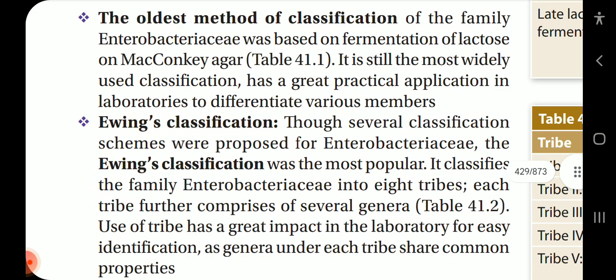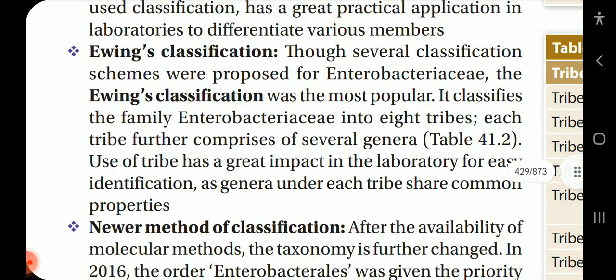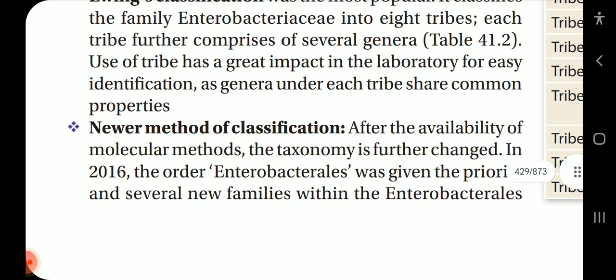Classification. The oldest method of classification of the family Enterobacteriaceae was based on the fermentation of lactose on MacConkey agar. It is still the most widely used classification, has great practical application in laboratories to differentiate various members. Ewing's classification. Though several classification schemes were proposed for Enterobacteriaceae, the Ewing's classification was the most popular. It classifies the family Enterobacteriaceae into 8 tribes. Each tribe further comprises several genera. Use of tribe has great impact on the laboratory for easy identification as genera under each tribe share common properties.